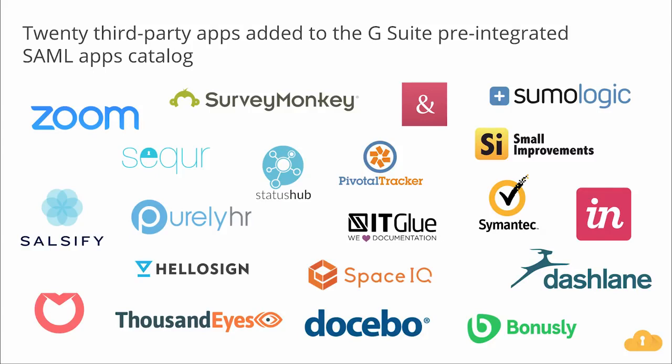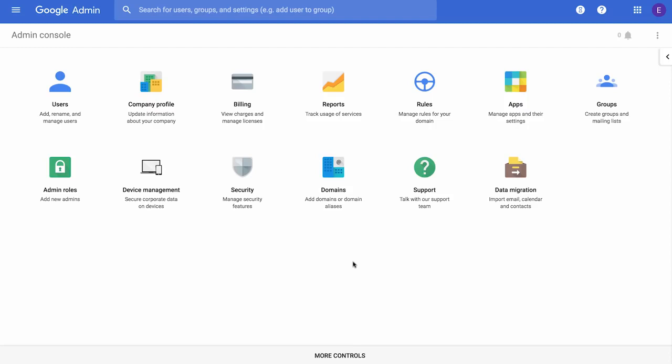SurveyMonkey, Zoom, and Frankly, Bonusly, HelloSign, Salsify, Seeker, Small Improvements, SpaceIQ, StatusHub, Symantec Web Security Service, or WSS, ThousandEyes, and Purely HR. You can use the admin console to set up a SAML integrated app. Let's take a look at how to do this.